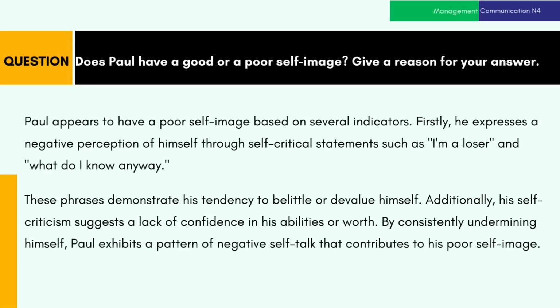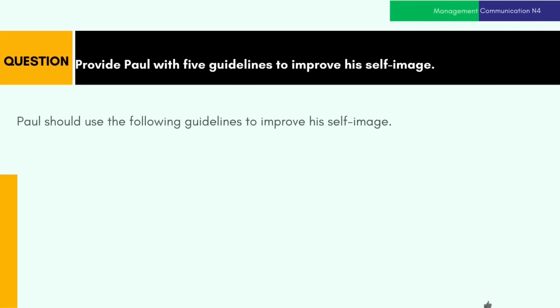By consistently undermining himself, Paul exhibits a pattern of negative self-talk that contributes to his poor self-image. Question. Provide Paul with 5 guidelines to improve his self-image. Paul should use the following guidelines to improve his self-image.